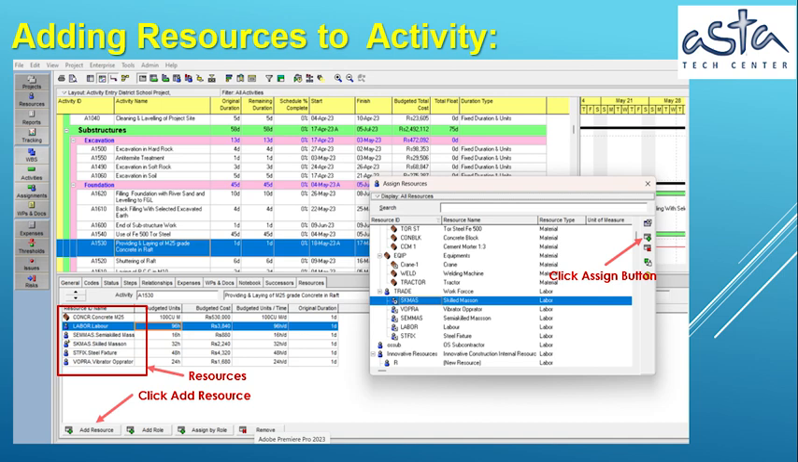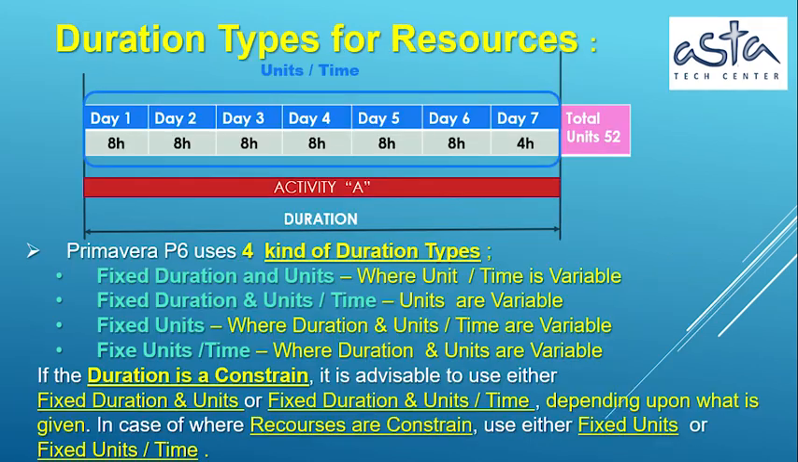Adding resources to activity. Duration types for resources. Primavera P6 uses 4 kinds of duration types. 1. Fixed duration and units, where units per time is variable. 2. Fixed duration and units per time, where units is variable. 3. Fixed units, where duration and units per time are variable. 4. Fixed units per time, where duration and units are variable.